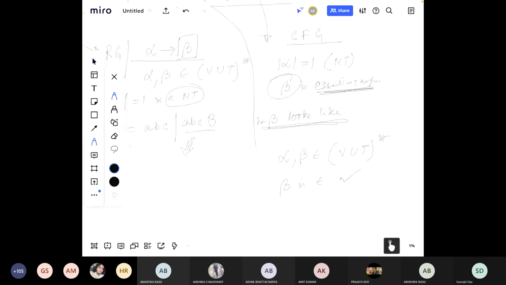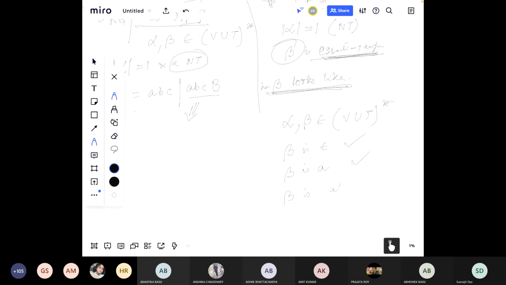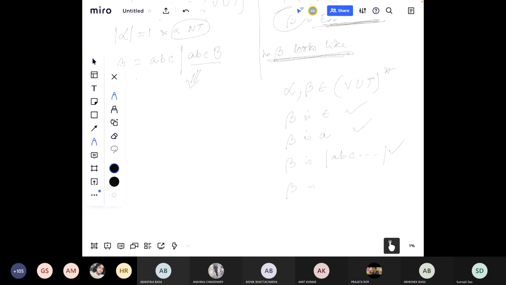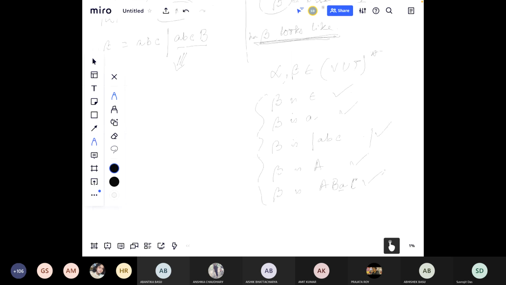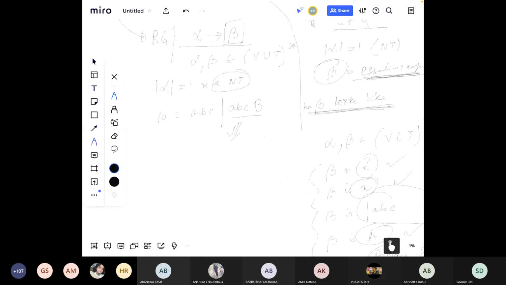Beta can be epsilon. Beta can be a single terminal, two terminals, three terminals, any finite number of terminals. Beta can be a non-terminal, say A. Beta can be some non-terminals with terminals in between, that is also okay. Beta can be anything. By saying there is no restriction on how beta looks like in its most general form, I mean that all these are legitimate. Got my point?